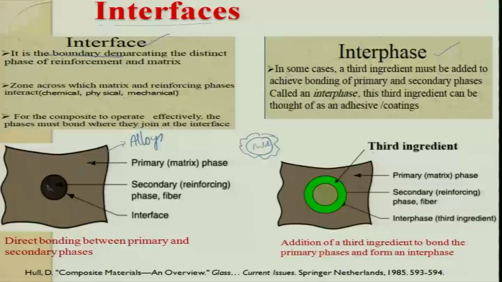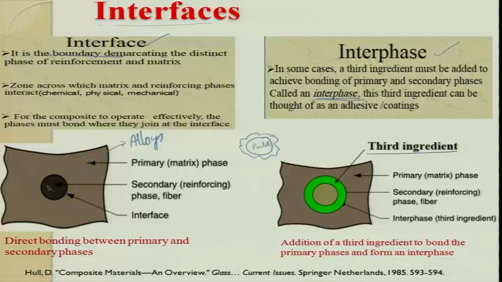So what is the disadvantage of this? Naturally, you have to have a small sacrifice in the mechanical properties. You add a third ingredient which will try to functionalize the particle, and then you try to have a proper adhering. So in some cases the third ingredient must be added to achieve bonding of primary and secondary, which is called an interphase. This can be brought about by coating, or by reaction, depending upon the choice.